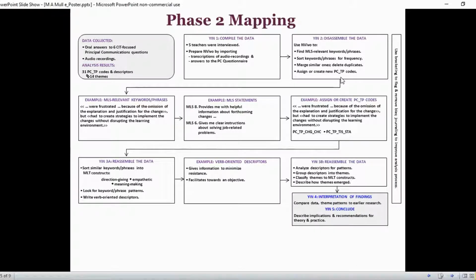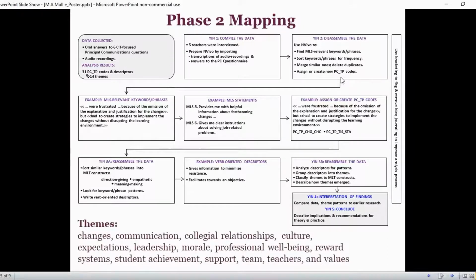Phase 2 mapping. This figure is a visual mapping of the data collection and data analysis for phase 2. Interviews. Using NVivo software to disassemble and reassemble the data and the first 3 steps of Yin's data analysis model to identify 14 themes that emerge from scrutinizing the data. This graphic is a process flow that others could use to replicate the study.